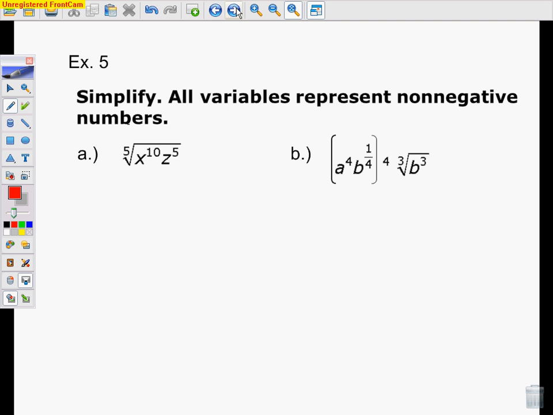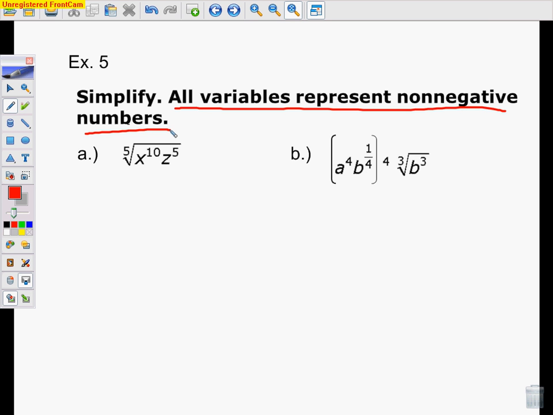Okay. Next, simplify. All variables represent non-negative numbers. The reason why we usually have non-negative numbers is because when you square root a negative number, the answer usually is not real. So that's why they make the stipulation that all variables represent non-negative numbers.